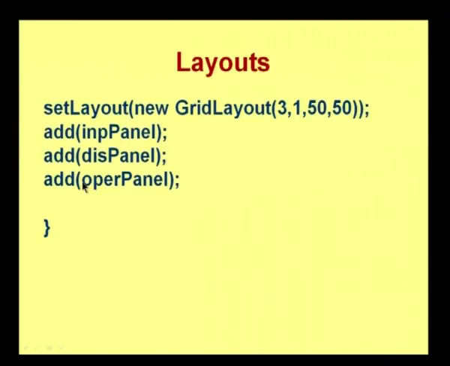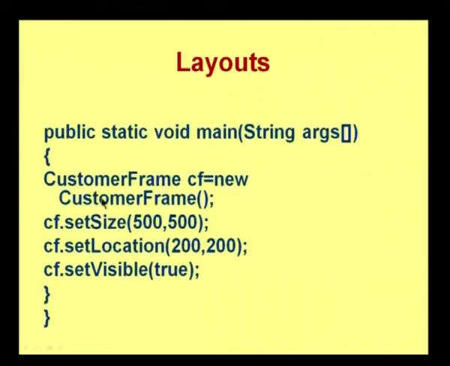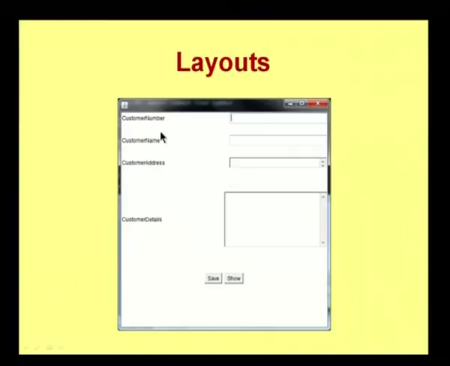So you can see that whenever I execute this using this main method, I am constructing the frame, setting the size of the frame, setting the location, and then I am making it visible. Now you can see that the frame has customer number. This is one particular panel, this is one panel, and this is one panel. This is the input panel, this is your display panel, and this is your operation panel. This follows flow layout, this follows a grid layout, and this follows a grid layout. Here you can see this is again a text area, this is again a text area.